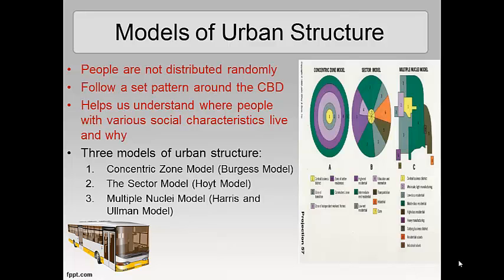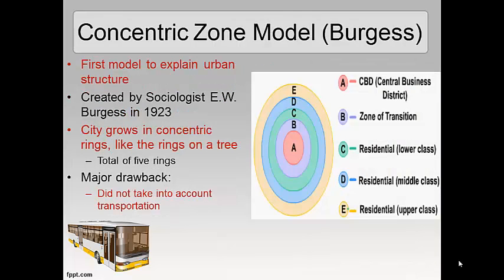And these models try to help us understand where people with various social characteristics are located and why they live there. All right, and the three models we're going to focus on, in fact four, but the three main models are the concentric zone model, aka the Burgess model, the sector model, aka the Hoyt model, and the multiple nuclei model, aka the Harris-Ullman model. Let's get to it. Let's start with the concentric zone model.